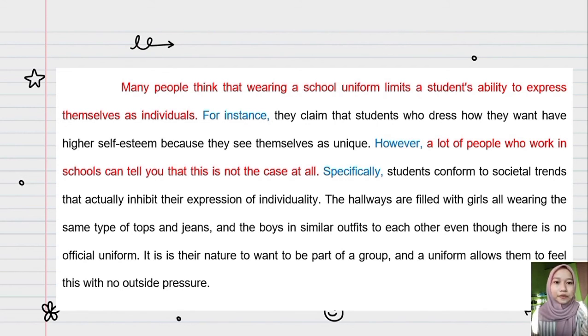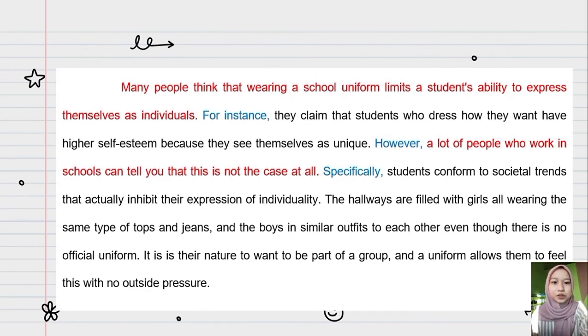The hallways are filled with girls all wearing the same type of tops and jeans, and the boys in similar outfits to each other, even though there is no official uniform. It is their nature to want to be part of a group, and a uniform allows them to feel this with no outside pressure. This paragraph wants to emphasize that the opposing point of view was that students can be individualists, and this paragraph shows an opposing point of view, which is that uniforms don't allow students to express their individuality. And the refutation is going to show that's not true.